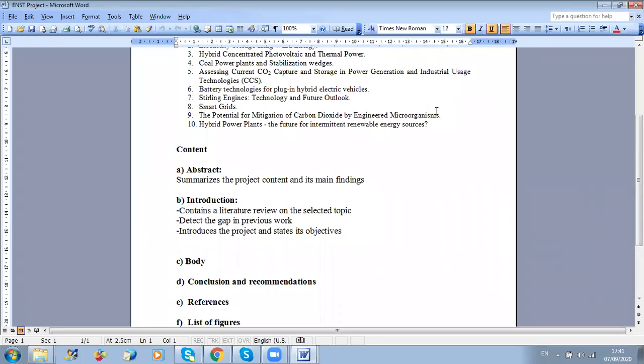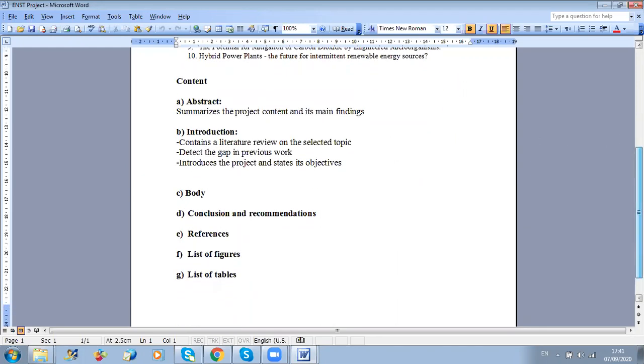Once this is done, then you can go to the body of your work. In the body, of course, you will describe your system. You will describe what you are proposing to do in detail, okay? And then you have the conclusion and recommendations section. And finally, the references and list of figures and tables if you have tables, okay? So this is mainly what we have in the project.